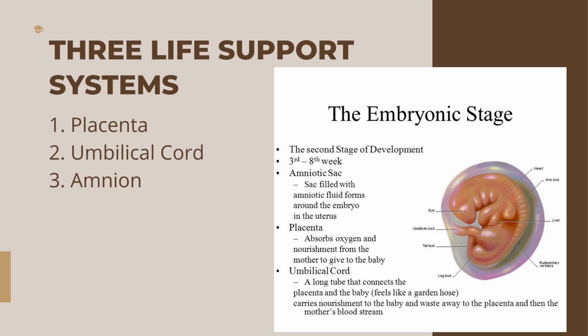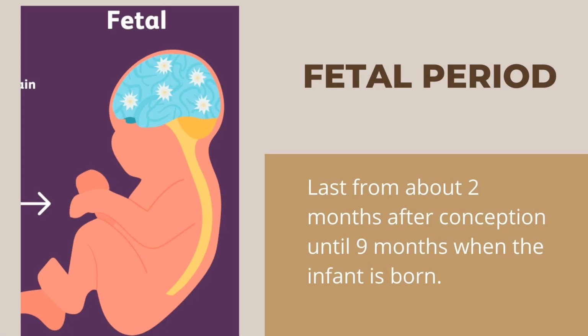Second is the umbilical cord. The umbilical cord contains 2 arteries and 1 vein that connect the baby to the placenta. Last is the amnion. This is a bag that contains a clear fluid in which the developing embryo floats. The last period is the fetal period. It lasts from about 2 months after conception until 9 months when the infant is born. The organ systems mature to the point at which life can be sustained outside the womb.